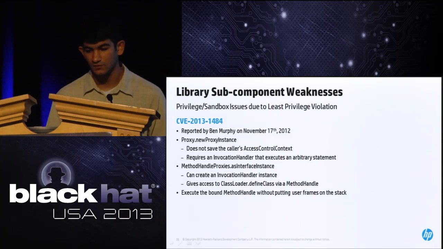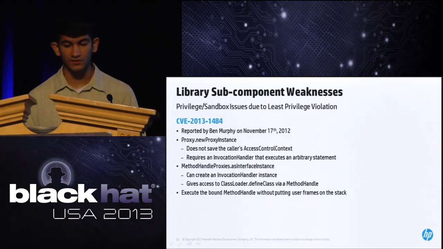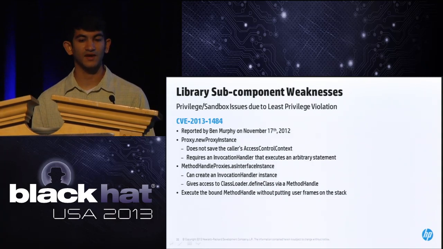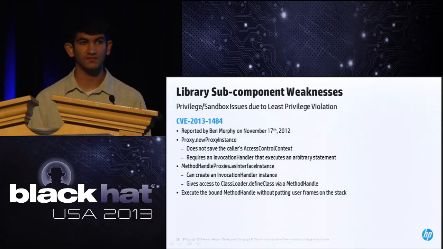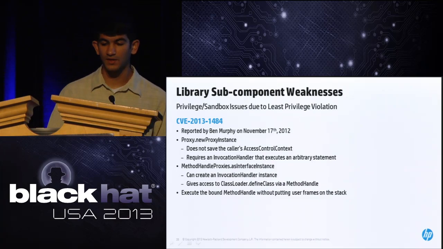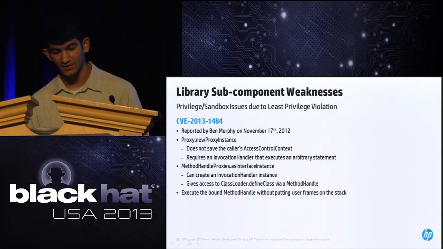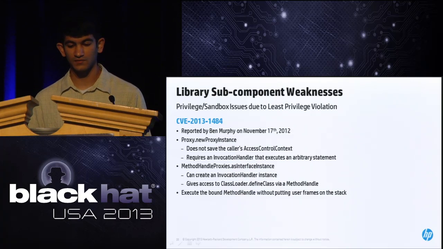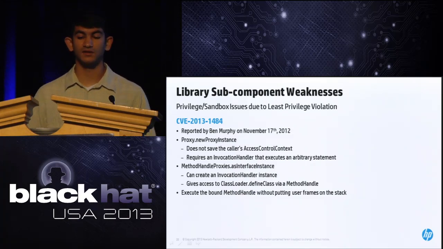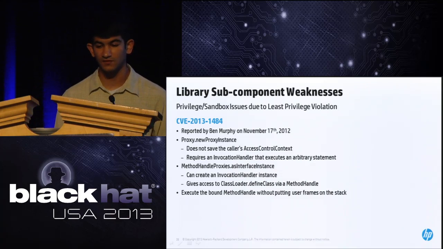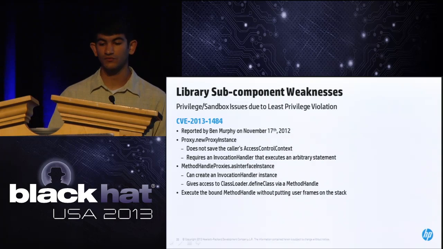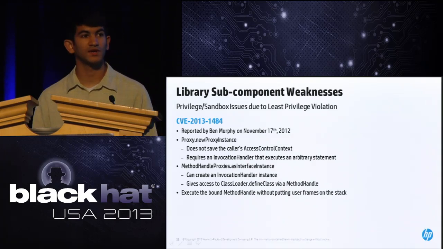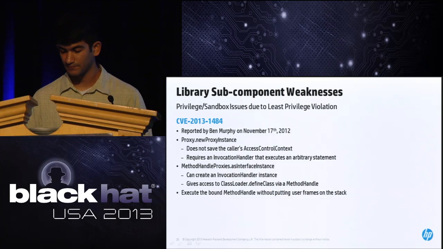On November 17th of 2012, Ben Murphy found that Proxy.newProxyInstance does not save the caller's access control context. Unfortunately, it requires an invocation handler that's able to execute an arbitrary statement, so prior to JDK 7 this was not all that useful. But he found that MethodHandleProxies has a method asInterfaceInstance that allows creation of an invocation handler instance, and you can use this to get access to a protected method such as ClassLoader's defineClass method. The only issue with this is once you've created the bound method handle, you then have to find a way to execute it without putting user frames on the stack.